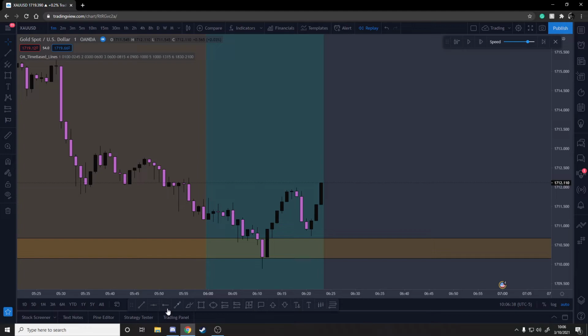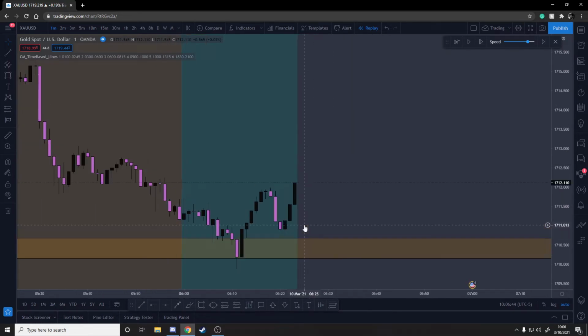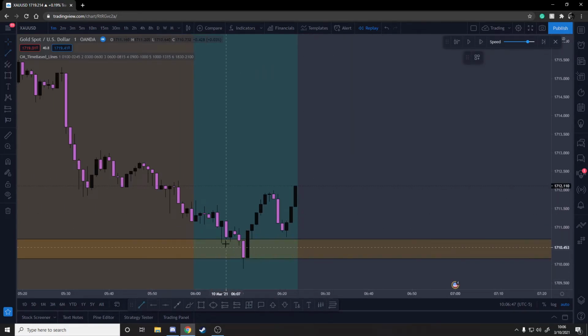Okay, so I get a pattern here. I'm not going to enter off this engulfing. I want to see some more indication that buyers are going to be in the market here to take us higher. So we see we have break of support, break of this support.